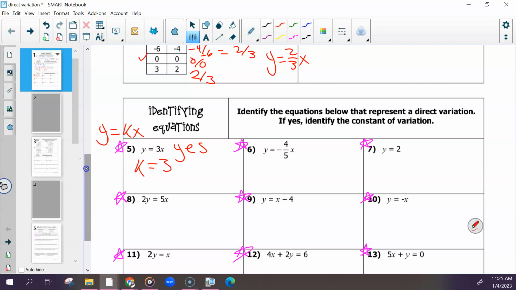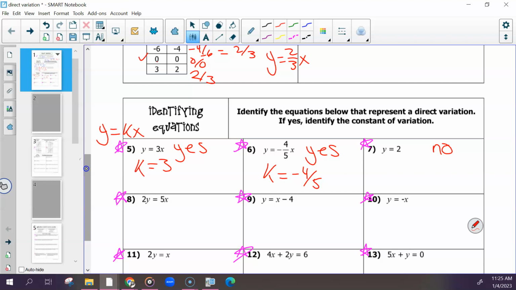What about 6? Yes. They look similar, even though it's negative, even though it's a fraction, same thing. This would still be a direct variation. Our k value would be the negative 4/5. What about 7? Right here. Yes, I see some no's. Why no? There's no x. So it's not a direct variation because there's no x. So we don't have to find the k.